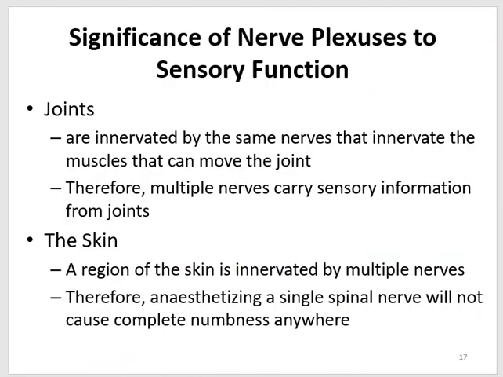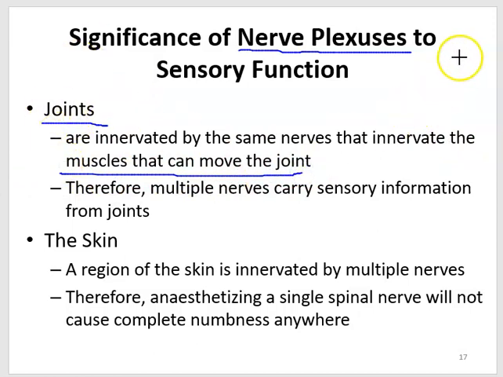There's also a significance to sensory function. These nerve plexuses contribute to an issue with sensory function. So one is simply that the joints are innervated by the same nerves that innervate muscles that move that joint. So that's nice, even though they might be in different locations. So, for example, the knee joint is controlled by muscles above it and below it, right? But the same nerve has fibers that innervate both.